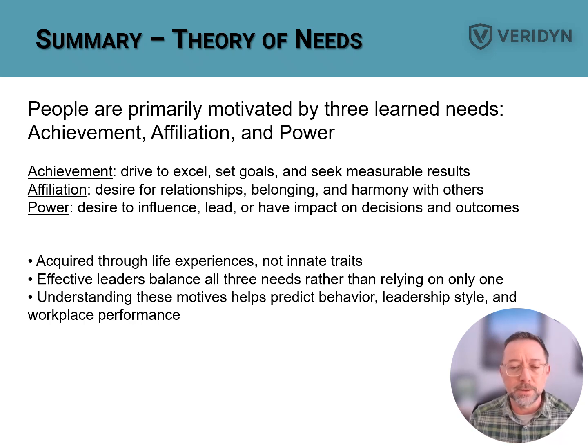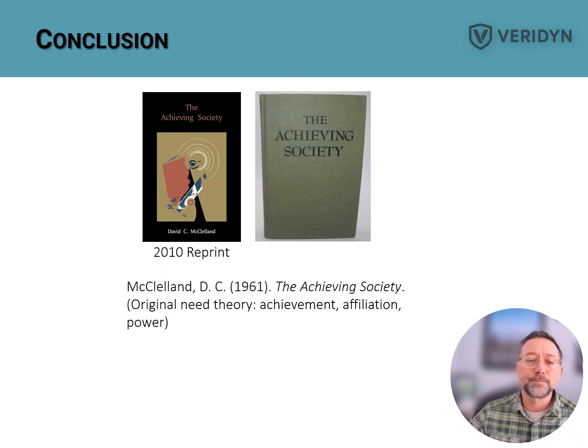This is McClelland's theory. Effective leaders, that's what we all hope to be, balance all 3 needs. Rather than relying or being greatly influenced by one, we have to recognize that we are. And understanding that will help predict behavior in people that are your followers, with your own leadership style, and obviously overall performance in the workplace.